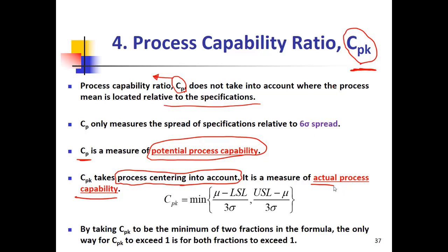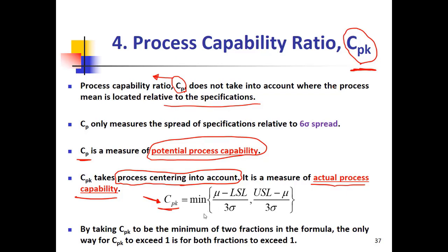Based on the value that we have, for actual process capability we always want the process to be both centered, accurate and precise. We want the data not to be very spread, and we don't want the data to be far from the center. So these two concepts can be shown by using CPK.